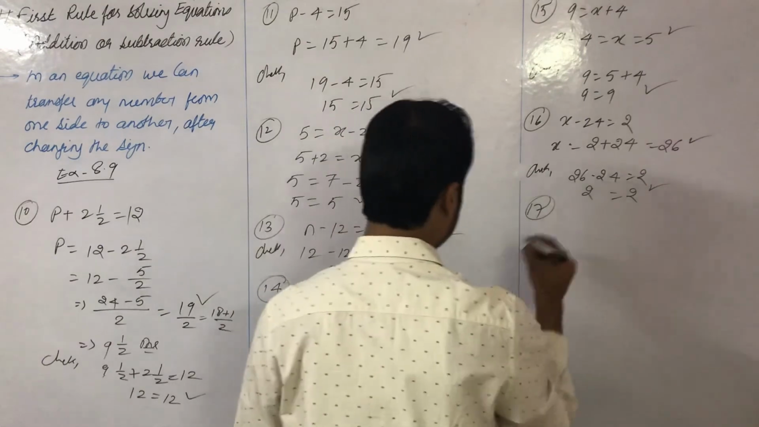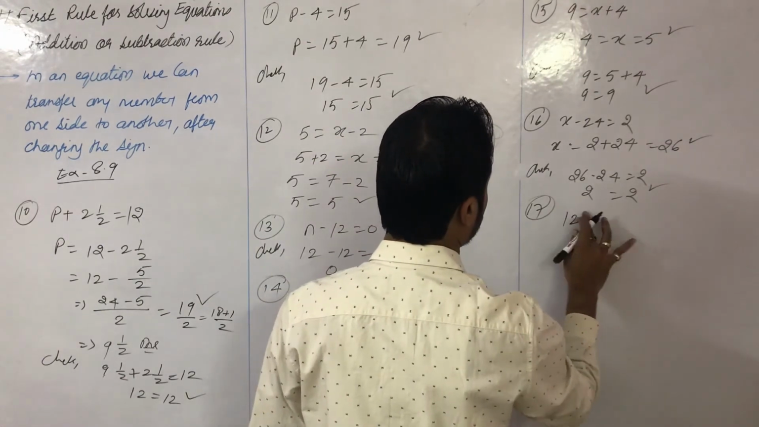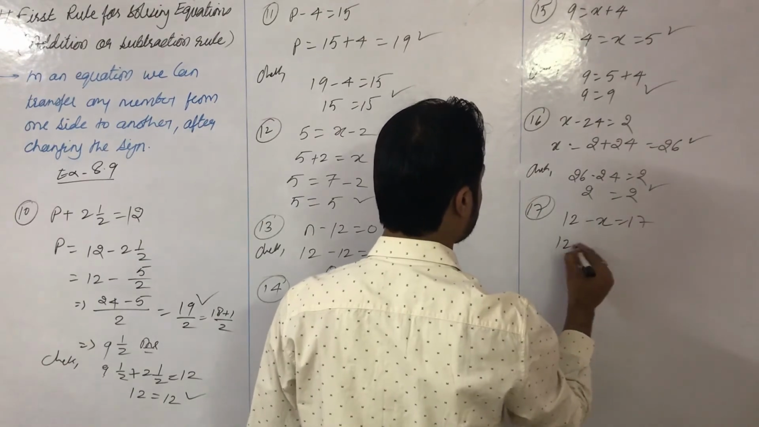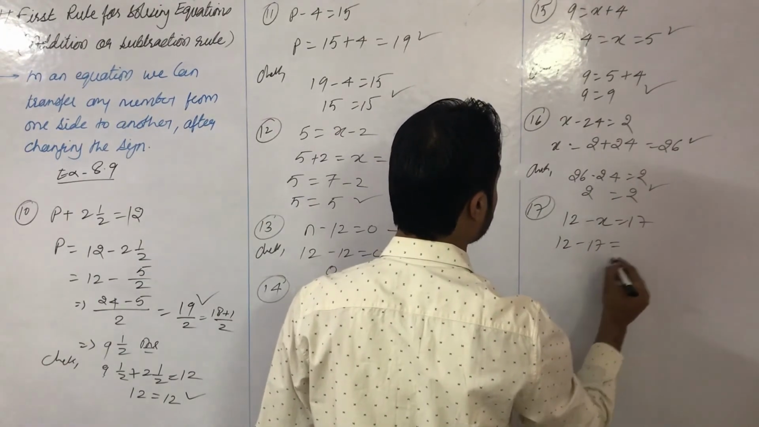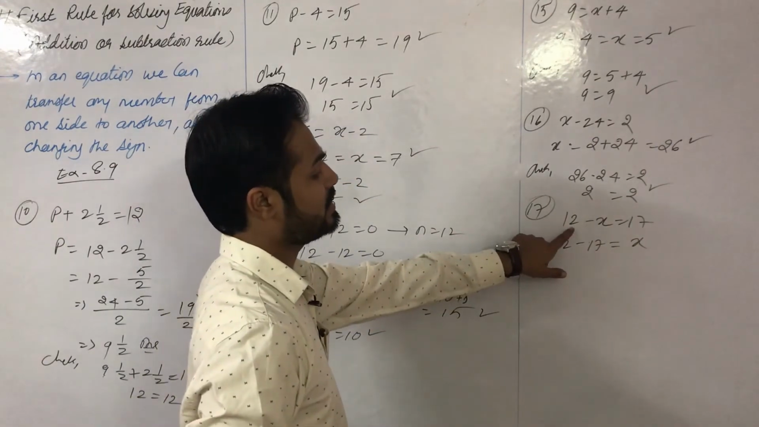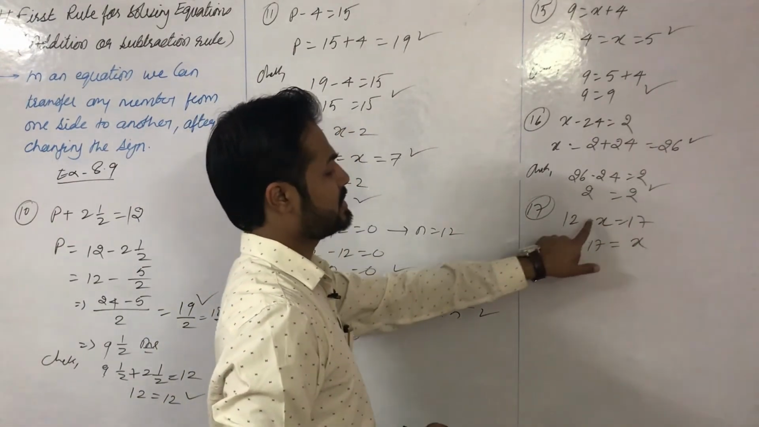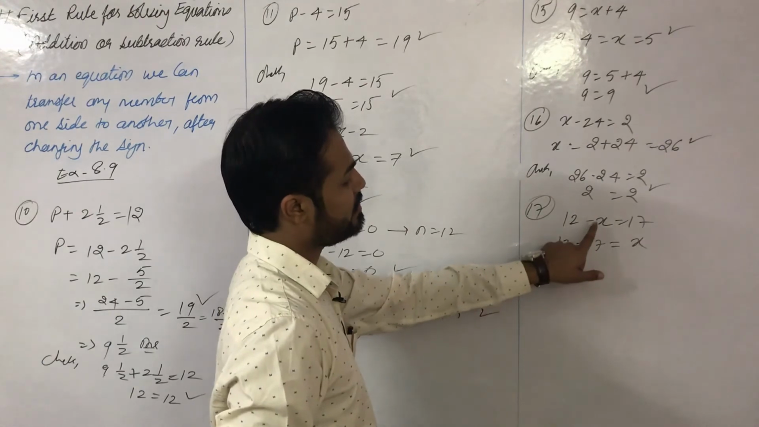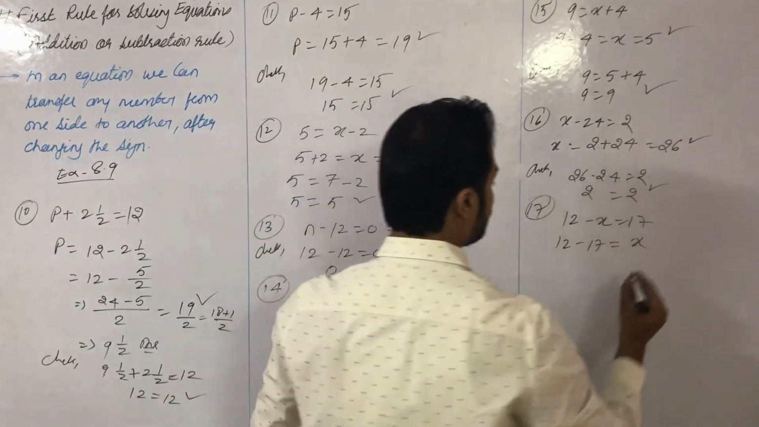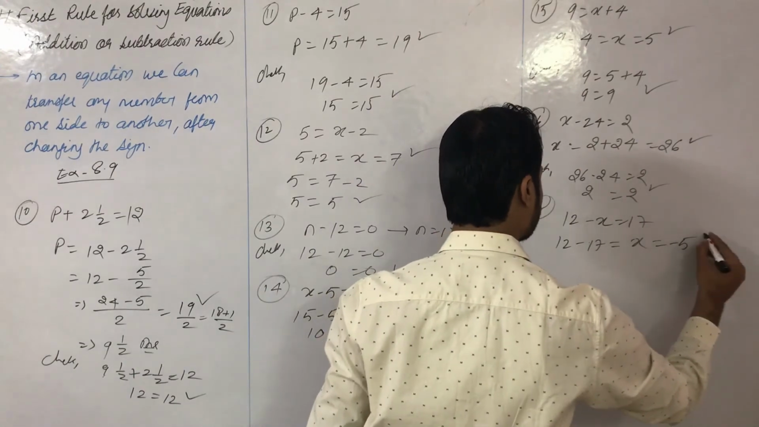17th question, 12 minus x is 17. So 12 minus 17 equals x. Now here in this question, 17 after changing the place becomes minus 17, and minus x, if we change the place, becomes plus x. So the value of x is minus 5.